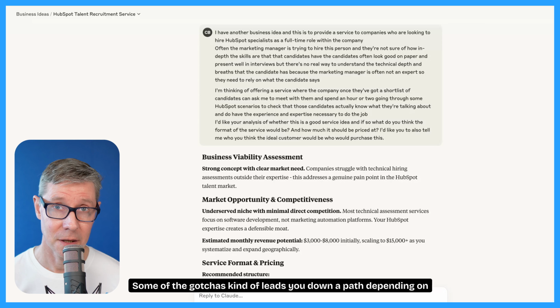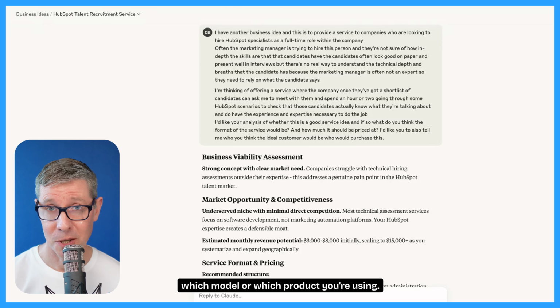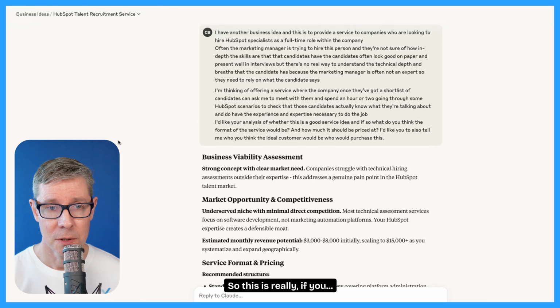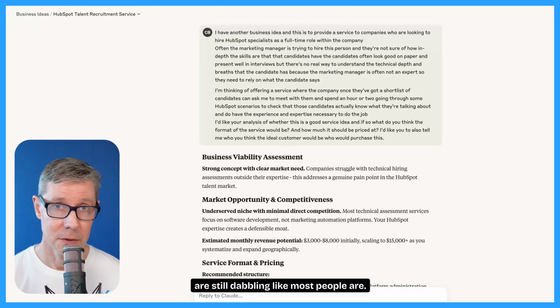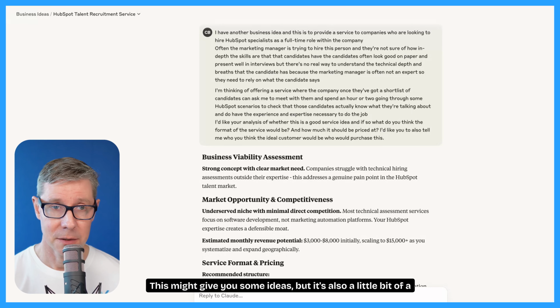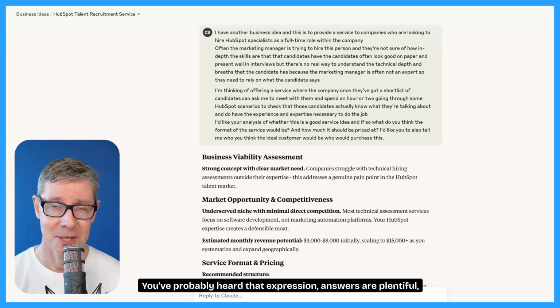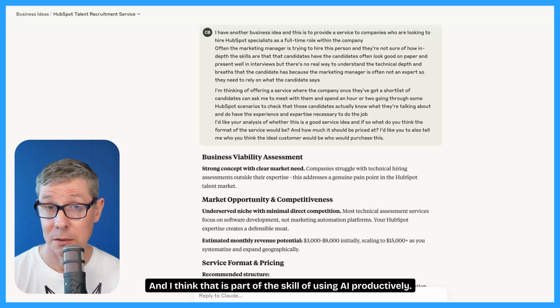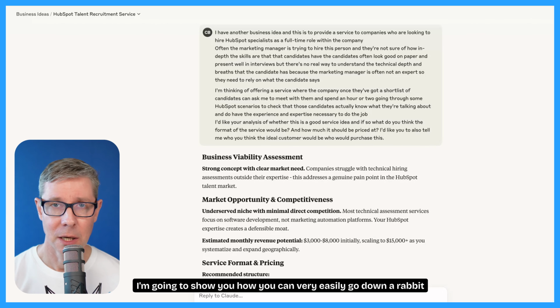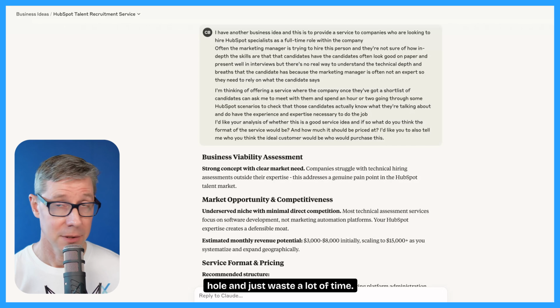Some of the gotchas. It kind of leads you down a path depending on which model or which product you're using. So if you are still dabbling, like most people are, this might give you some ideas, but it's also a little bit of a caution to think harder about the actual answers that you get. You've probably heard that expression, answers are plentiful, but good questions are hard to find these days. And I think that is part of the skill of using AI productively. I'm going to show you how you can very easily go down a rabbit hole and just waste a lot of time.